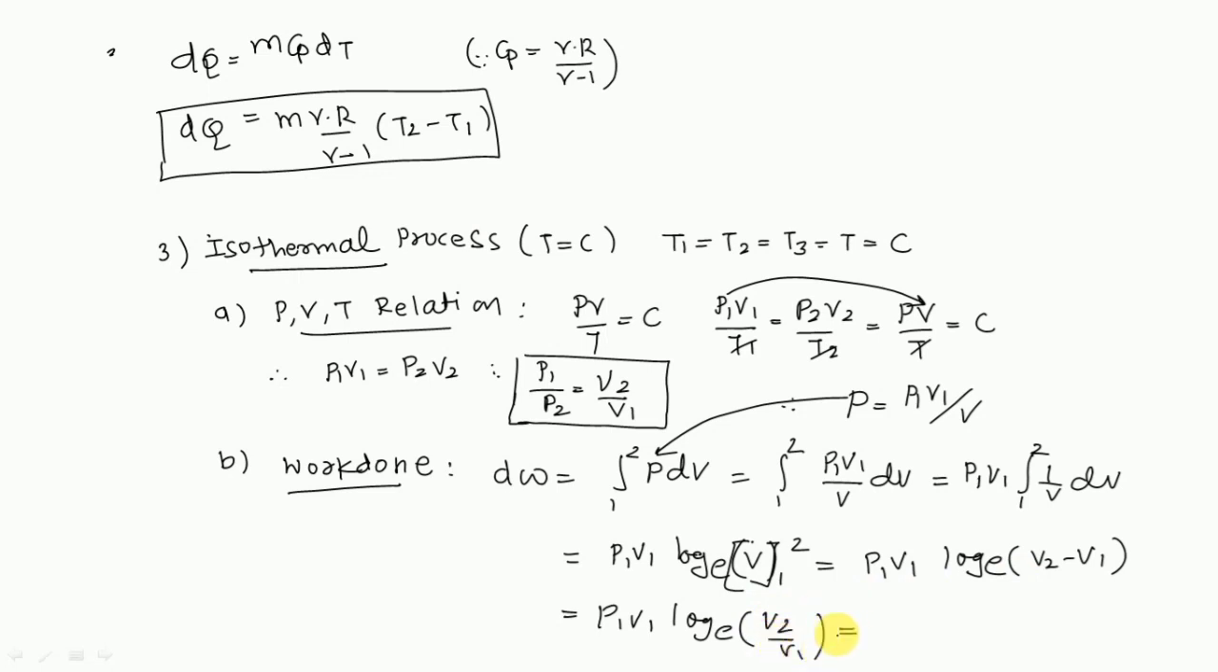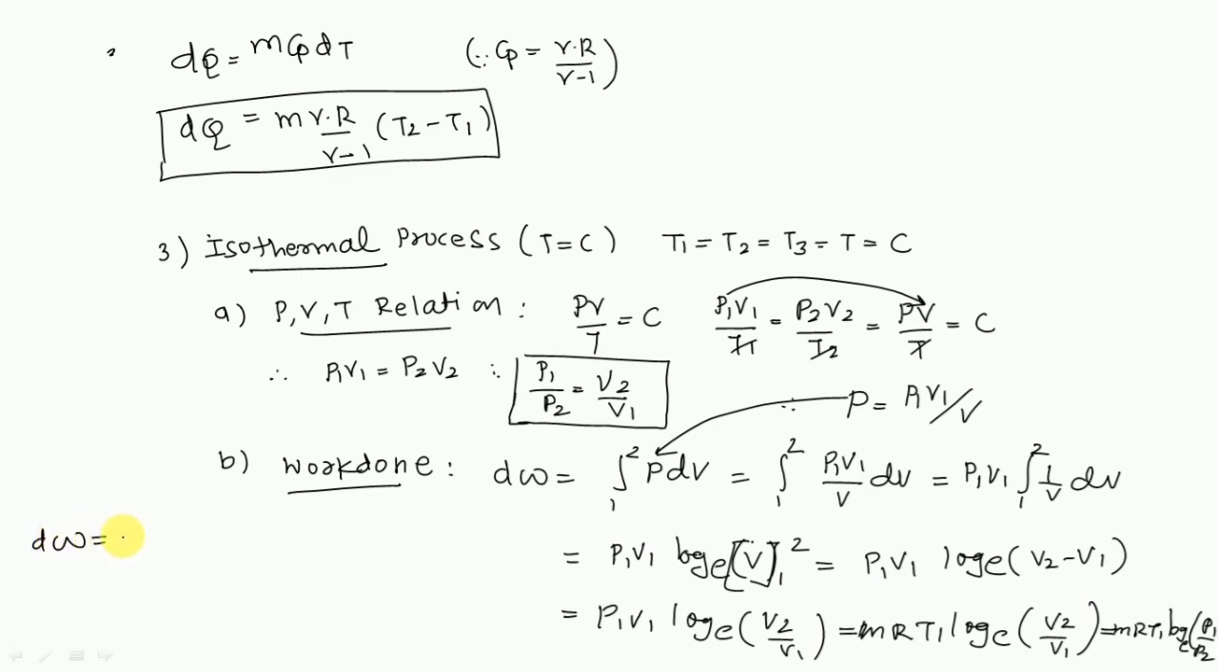Also we can write this relation PV is equal to MRT. So from here, P1 V1 is equal to MRT1 log base e V2 by V1. And also we can replace this V2 by V1 with P1 by P2. So also we can write this equation MRT1 in terms of pressure, log base e P1 by P2. So this is the relation of work done for the isothermal process.